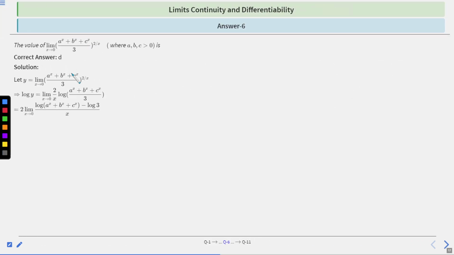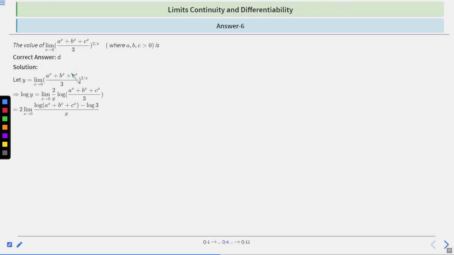Okay, let's move to the solution of part C. It is again a 1 to the power infinity form. Clear? So let's take logs both sides. You can apply that formula also, and you can take log both sides also. So log y is equal to limit x tending to 0 of 2 by x log of (a to the power x plus b to the power x plus c to the power x) upon 3, right?